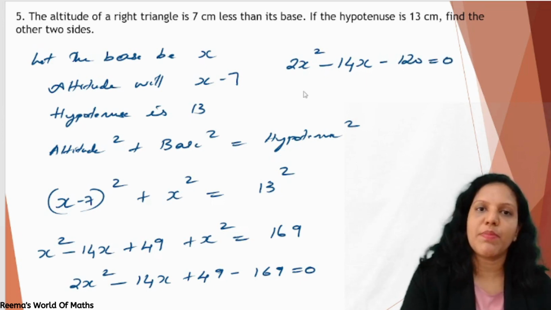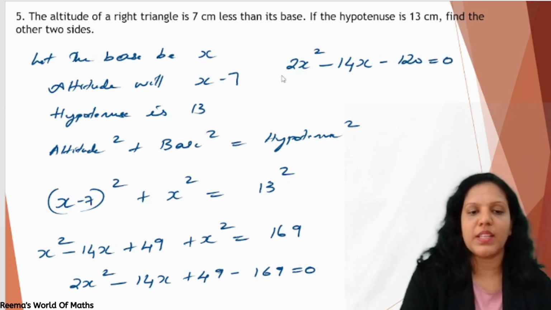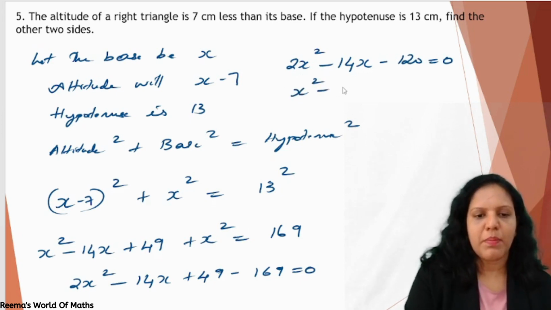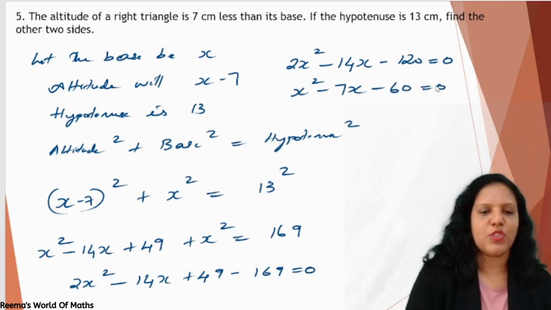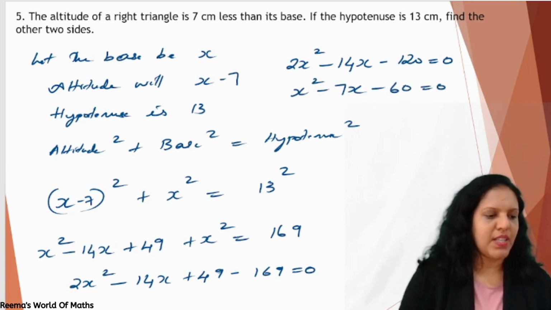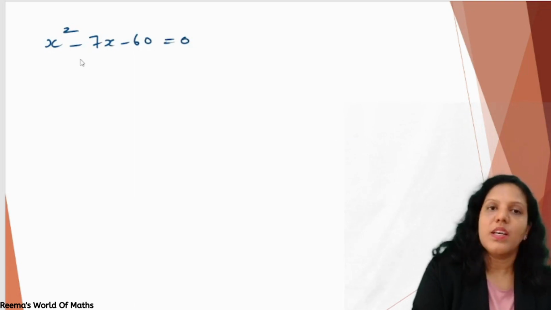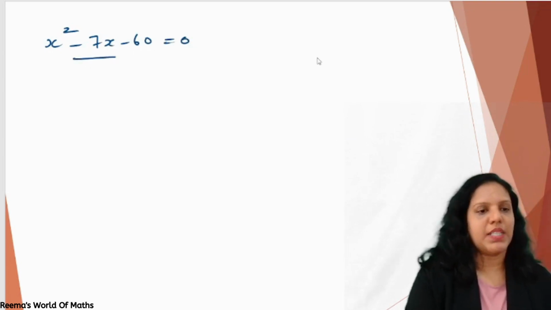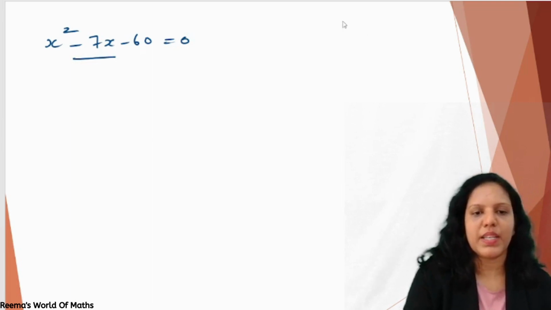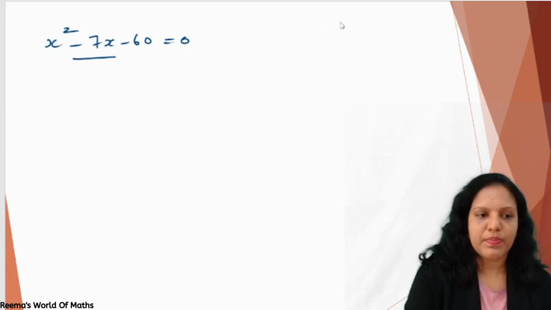We can simplify this by dividing by 2 because these are all multiples of 2. So that will be x squared minus 7x minus 60 equals 0. So we've got a quadratic equation, x squared minus 7x minus 60 equals 0. Now we can factorize this by splitting the middle term. So minus 7x can be split using 60. 60 is the product of, we can write that as 5.